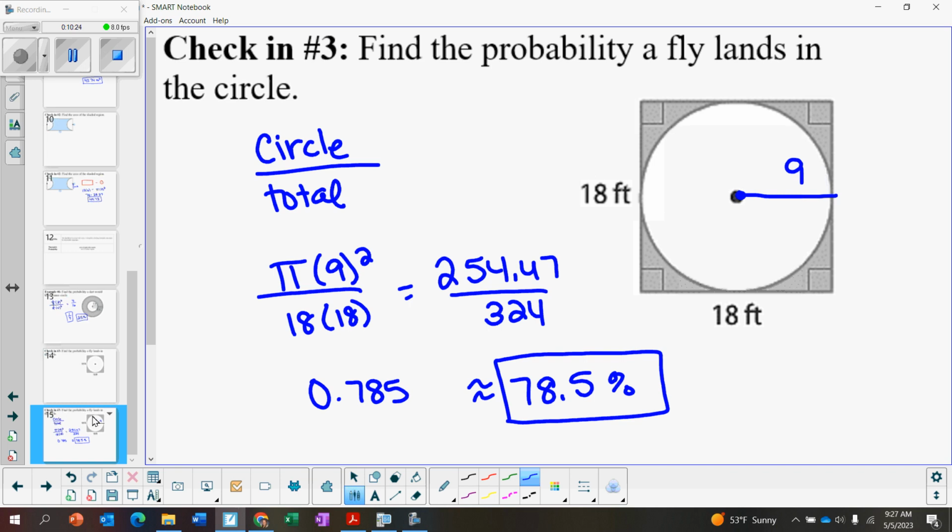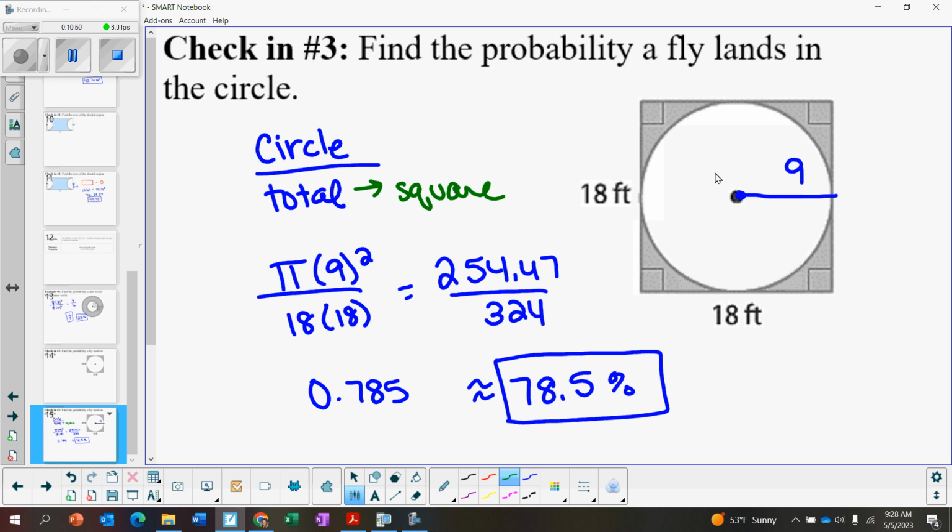All right, so it was the circle over the total, which happened to be the square. The square was the total shape. So that was pi r squared over length times width. So we get 254.47 over 324, which when we divide gets about 0.785. So that's about 78.5% probability.